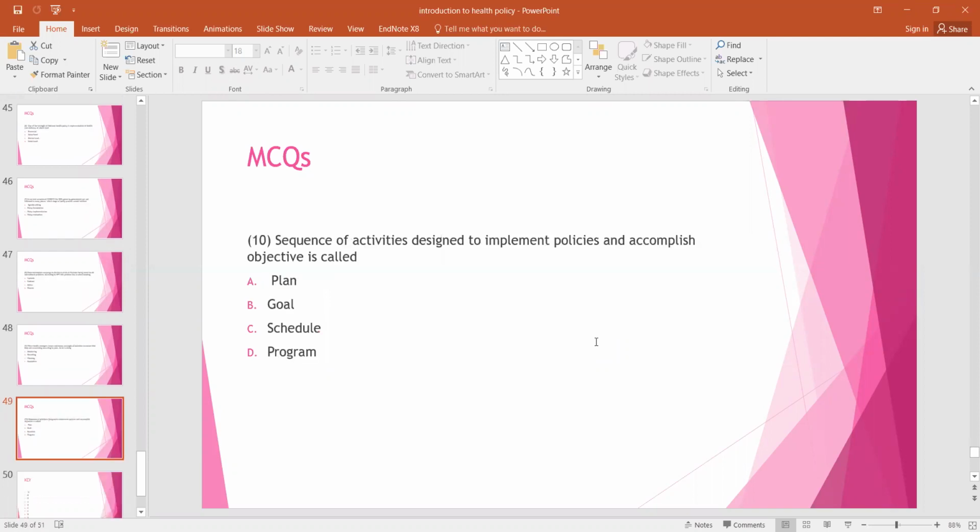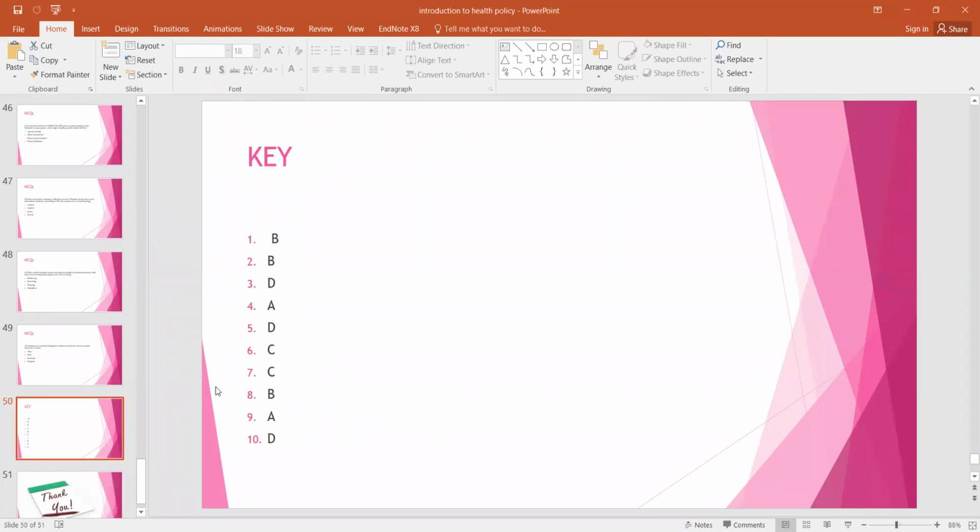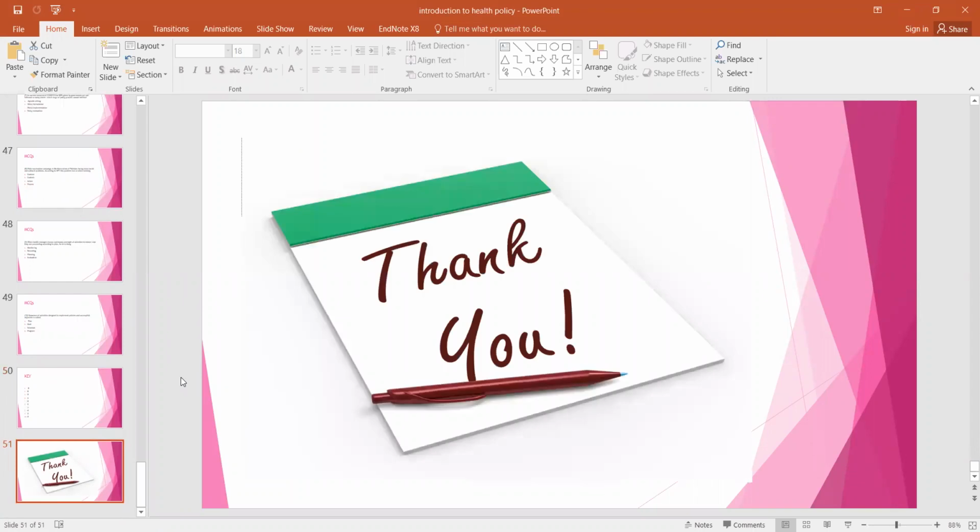A sequence of activities designed to implement policies and accomplish objectives is called a program. D, program, because a sequence of activities is designed, then implemented, to accomplish objectives. So this is a program. This is the key of the MCQs, and thank you.